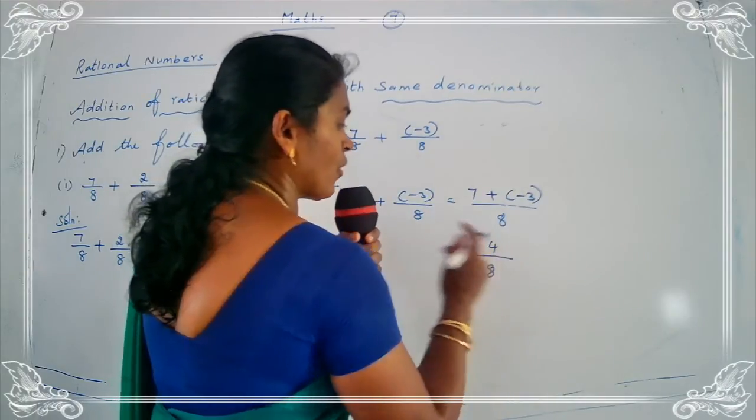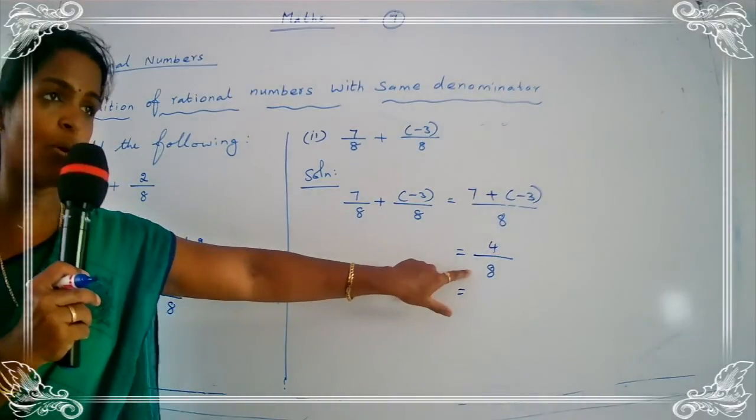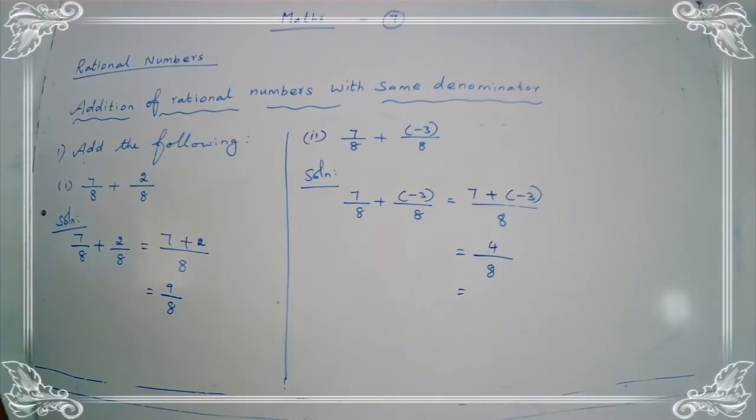4 divided by 8, that is 4 upon 8. Is 4 upon 8 standard form? No. Why? 4 and 8 between common factors are there. Yes or no, children? Yes. What is the common factor between 4 and 8? It is divided by 4.